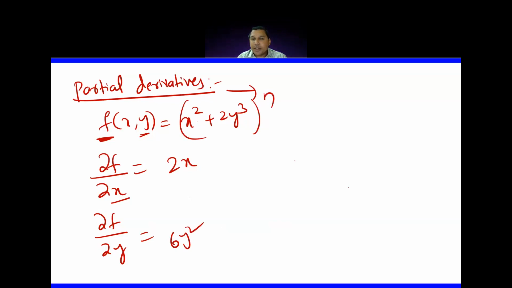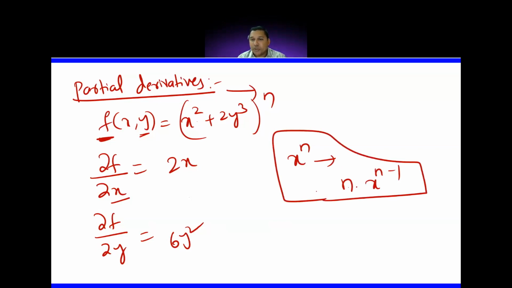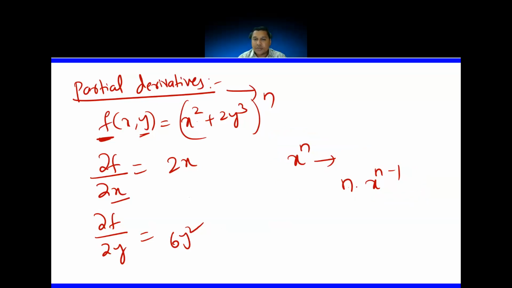Okay. It's simple. If you have a function x power n, its differentiation is nothing but n into x power n minus 1. This is the formula you might have studied before. When you have a function x power n, its differentiation, or partial derivative with respect to x also, can be n into x power n minus 1. That's what we did in the previous problem. So when I had this function as 2x plus 2y cube whole square, it's a function power n, right?